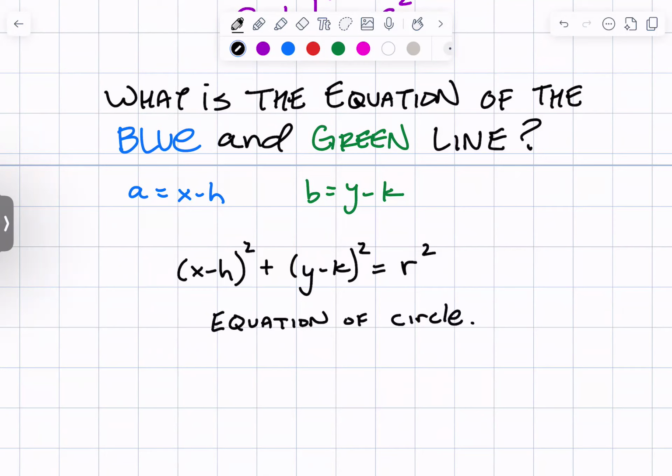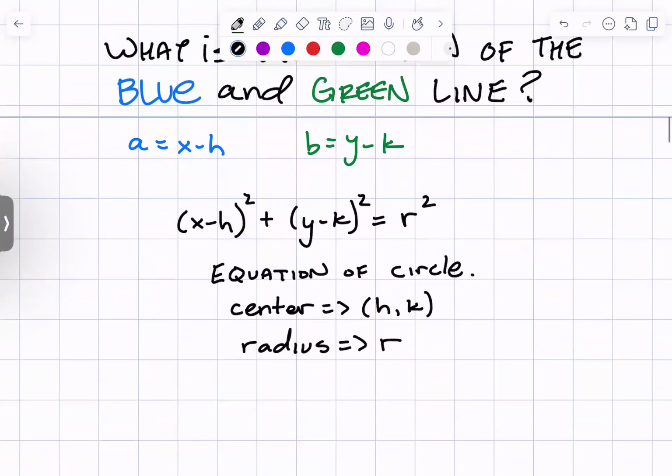Where my center is H comma K, and the radius is r, and my X comma Y point, right? There's no specific one point for X and Y. There's actually infinitely many points, okay? So these are just points on the circle.